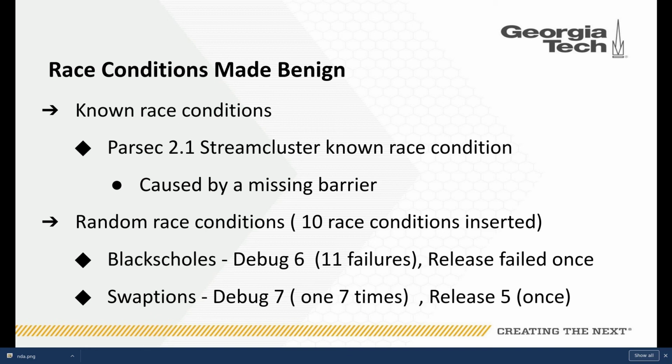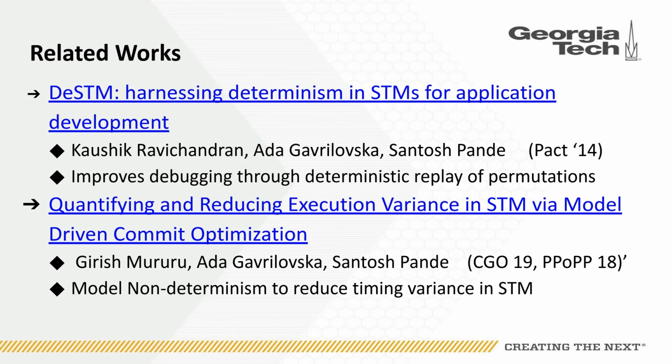In case of Swaptions, the debug version hit 7 conditions, whereas the release version hit 5. The debug version also failed 7 times on a particular bug, whereas it failed only once in the least non-deterministic version. One of our previous works, DSTM, deterministic STM, has sacrificed performance for deterministic execution, but it allows a developer to systematically replay different permutations in a highly efficient manner for STMs to drastically improve debugging time, and in fact has exposed 2 extremely difficult to find bugs in the highly used STAMP benchmark suite.